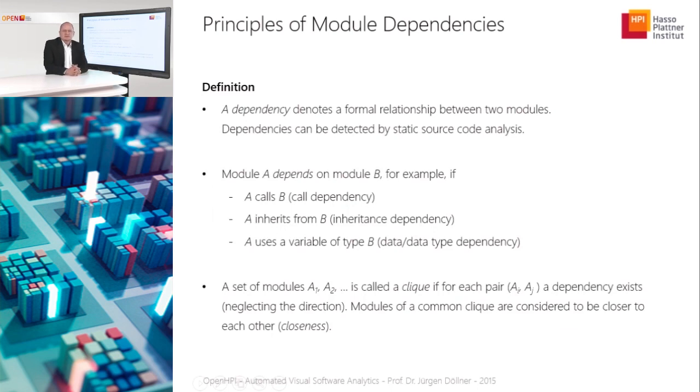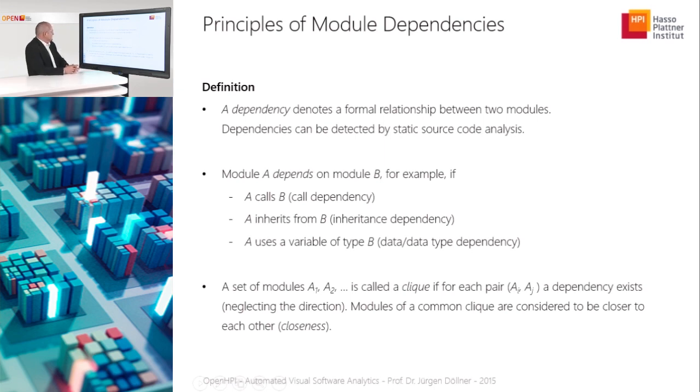Now let's define a dependency. A dependency denotes a formal relationship between two modules. Dependencies can be detected by analyzing the source code, for example, by filtering out the include statements or analyzing other kind of static software implementation artifact. They can also be detected by runtime analysis.